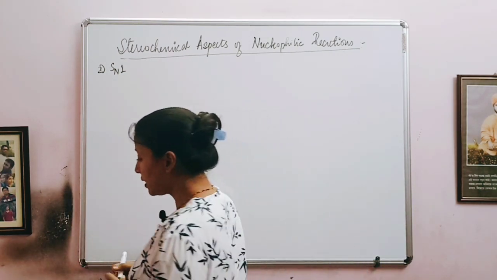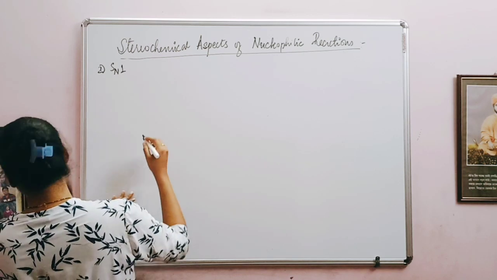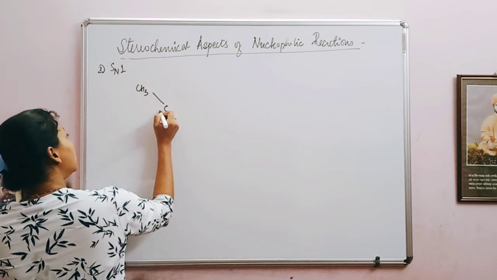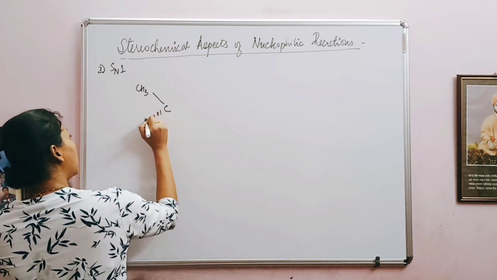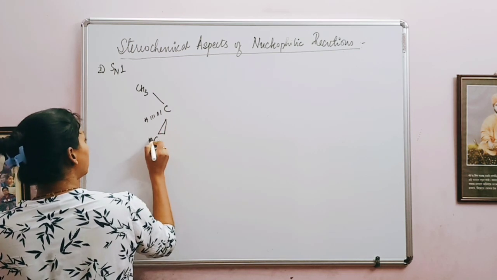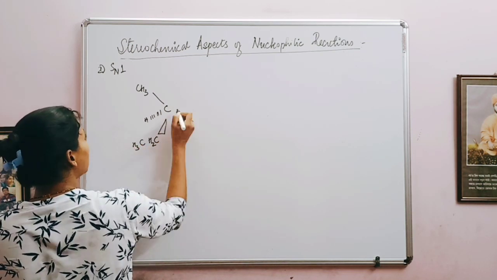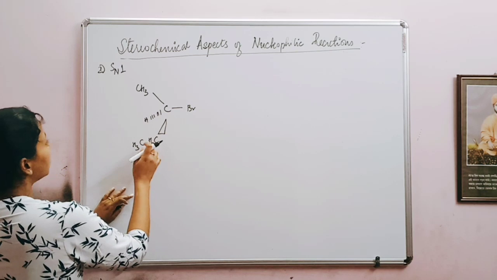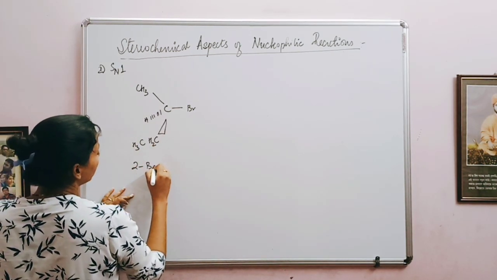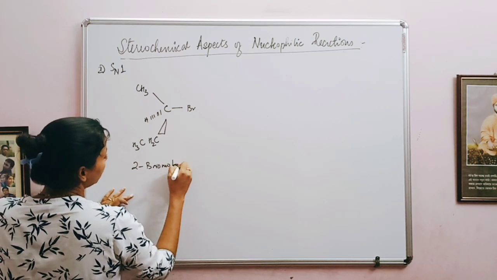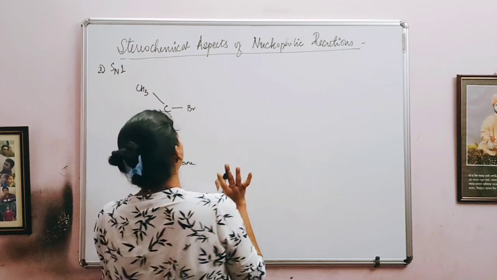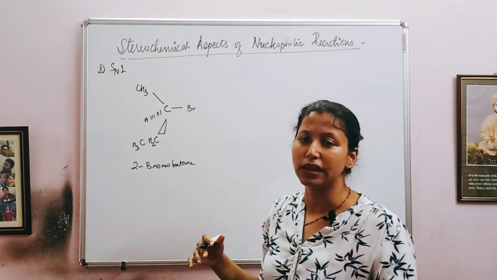Okay. Let me take an example. 2-bromobutane. So CH3, CH, and we have this one. This is CH2, CH3, and Br. So first carbon, second carbon, third and fourth. So this is 2-bromobutane. Okay, nothing plus, minus is given to us.